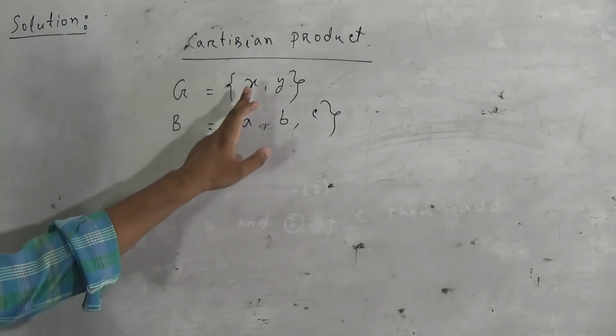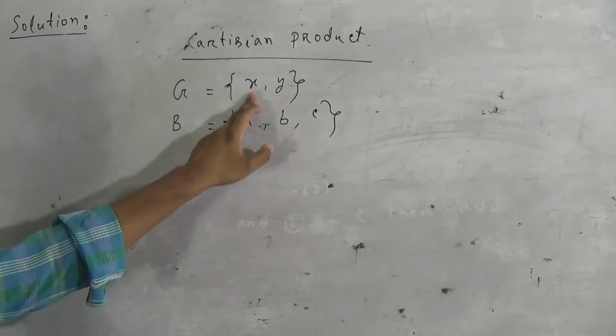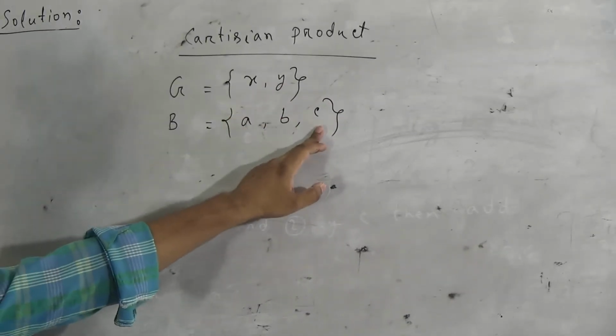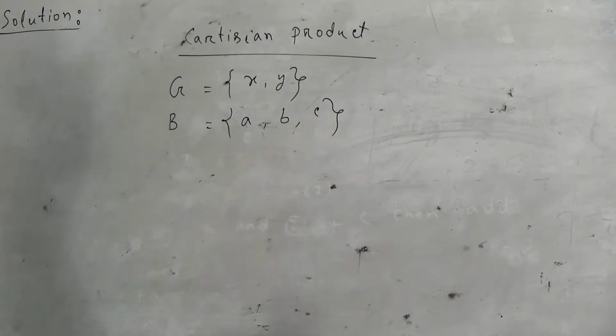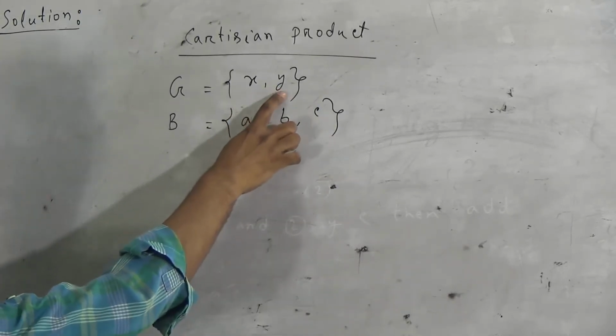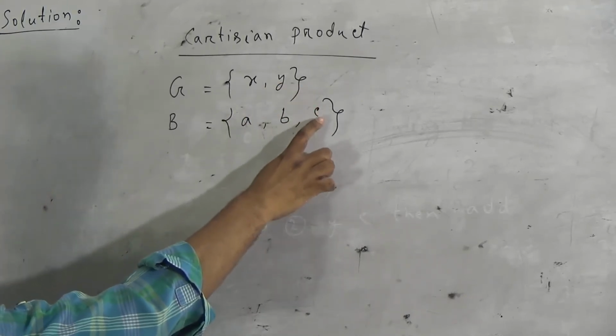That means girl X plays chess with boy A, girl X plays chess with boy B, and girl X plays chess with boy C. Again, girl Y will play chess with boy A, girl Y will play chess with boy B, girl Y will play chess with boy C.